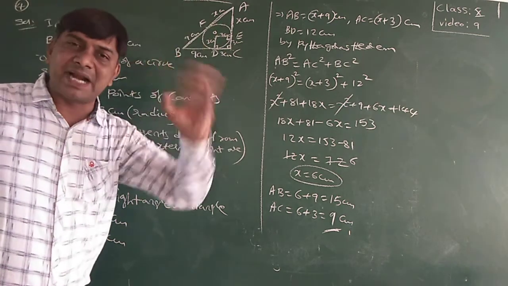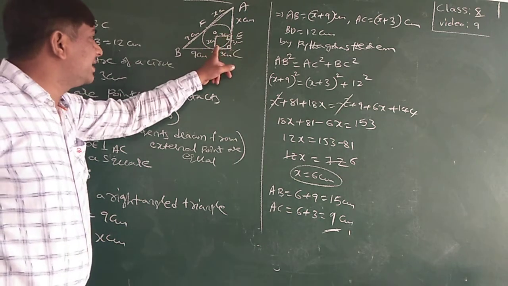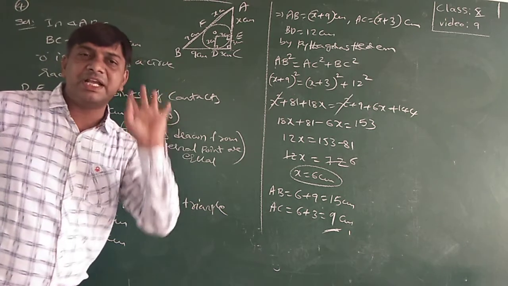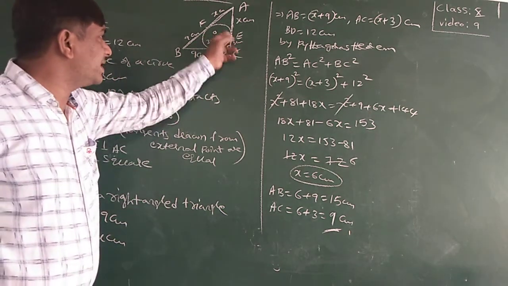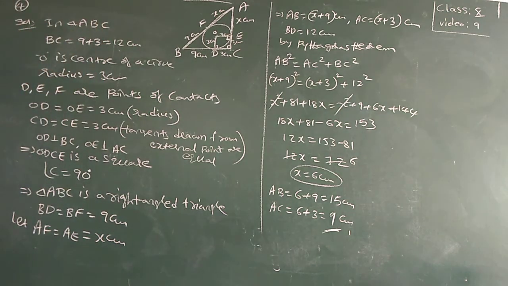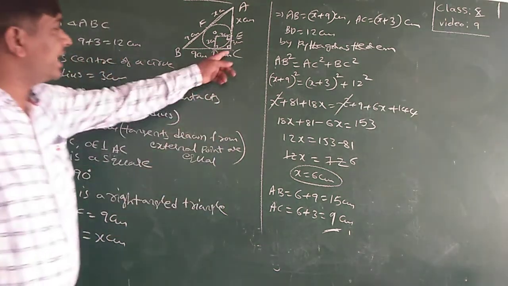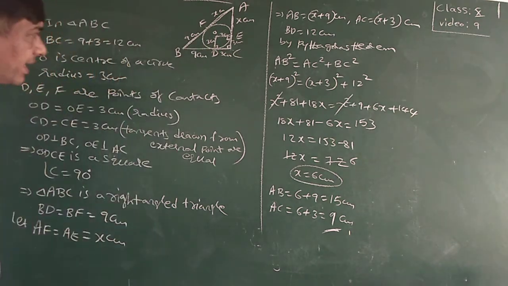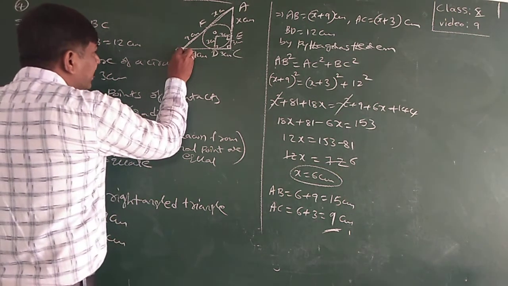So it may be a rhombus or it may be a square. Since D angle and E angle are 90 degrees, all sides are equal and any one angle is 90 degrees, then it is a square. By that I can conclude that ODCE is a square. Since ODCE is a square, angle C is also 90 degrees. If this angle C is 90 degrees, then this triangle becomes a right angled triangle.